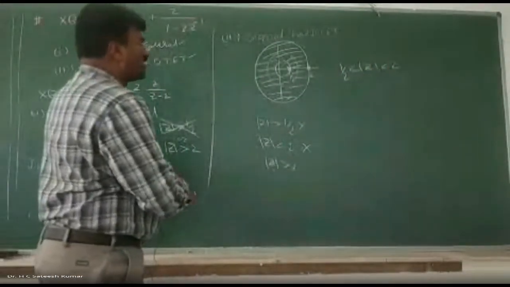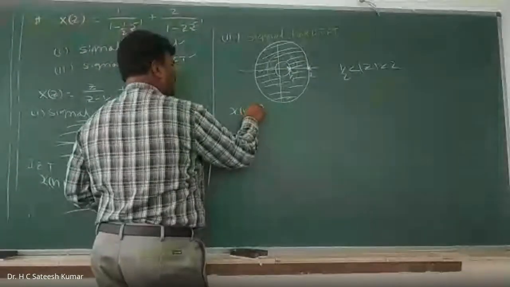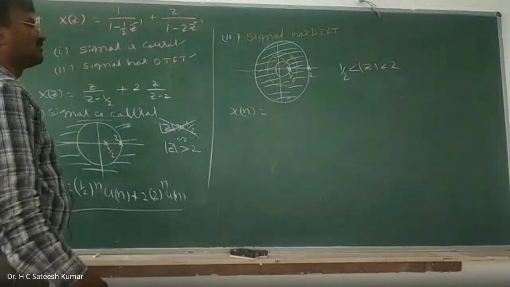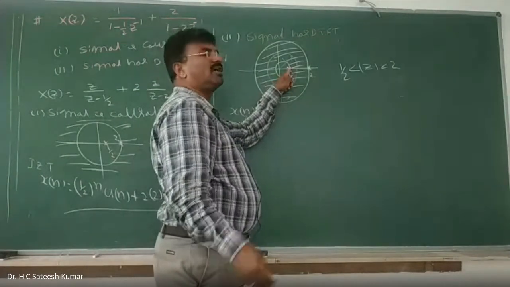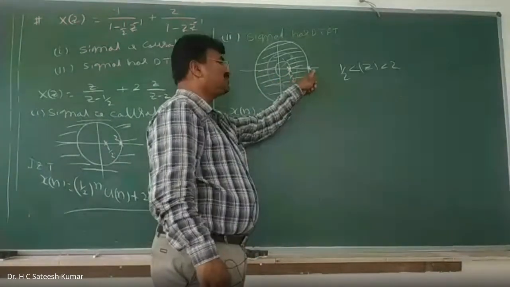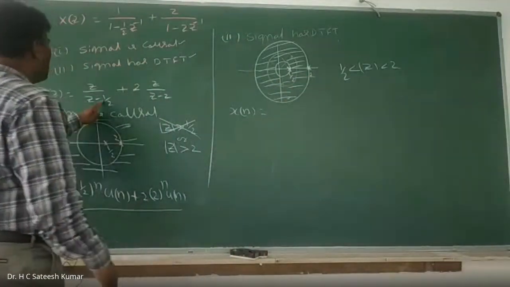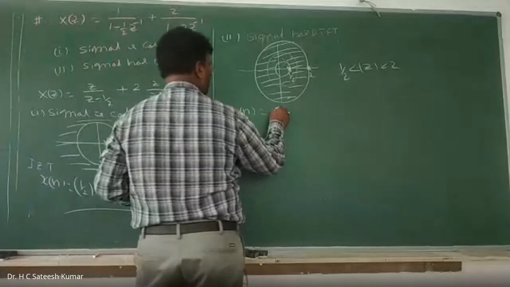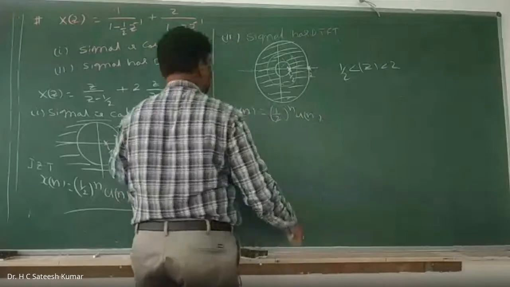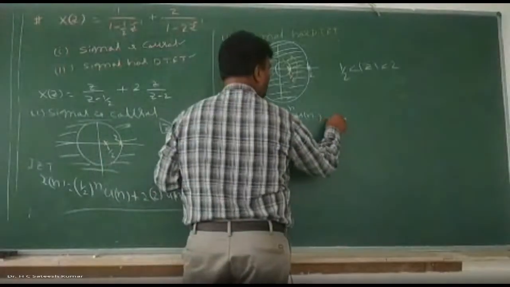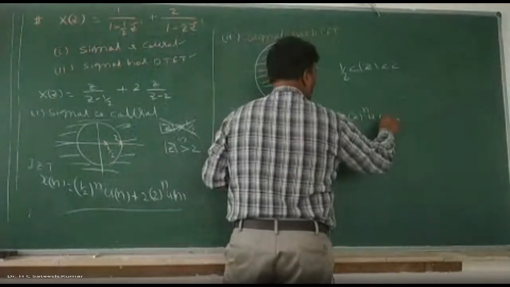If that is the case, then what is x of n? Take the inverse transformation, keeping that in mind. The terms corresponding to the poles whose radius is less than the ROC are right-handed, and the other is left-handed. Half is right-handed, 2 is left-handed. So the first one is x of n equal to half to the power n into u of n, right-handed. The other is left-handed, so minus 2 into 2 power n into u of minus n.